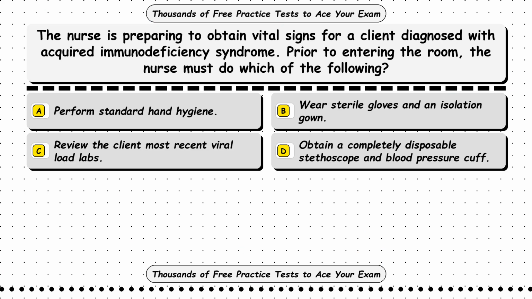Question 103. The nurse is preparing to obtain vital signs for a client diagnosed with acquired immunodeficiency syndrome. Prior to entering the room, the nurse must do which of the following? Option A, perform standard hand hygiene. Option B, wear sterile gloves and an isolation gown. Option C, review the client's most recent viral load labs. Option D, obtain a completely disposable stethoscope and blood pressure cuff.